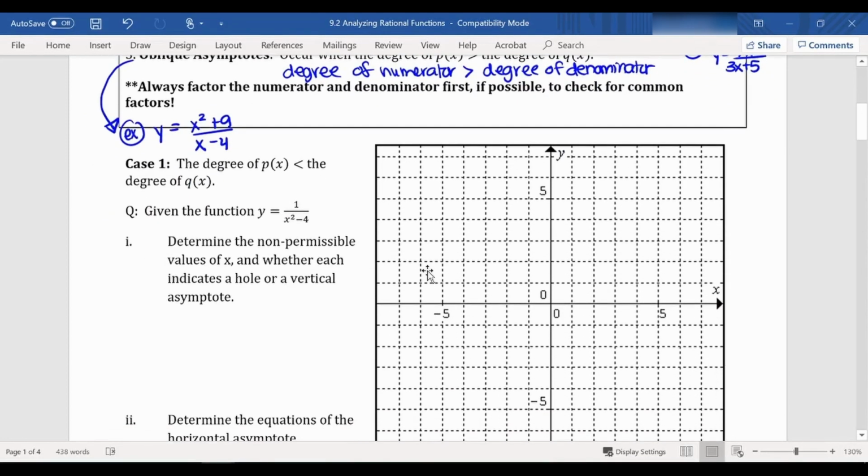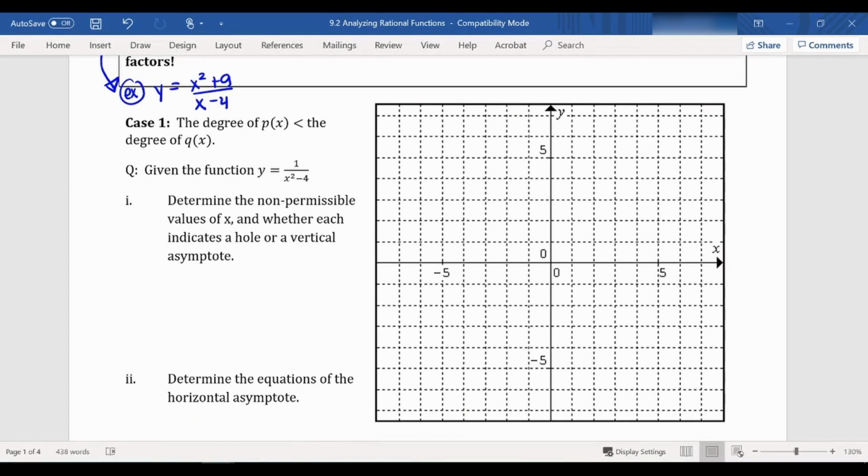So our first question says the degree of P of x is less than the degree of Q of x. So the degree on the top is smaller than the bottom. If I look at the top, this has a degree of 0. On the bottom, your degree is 2. I can't factor the top, so there's no factors, which means there are no holes. So next, I can determine any non-permissible values, which must be vertical asymptotes.